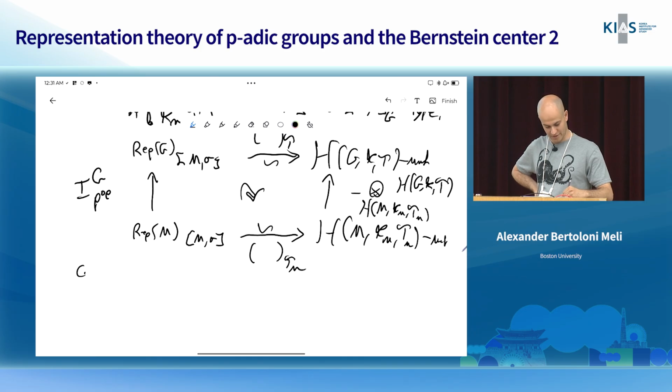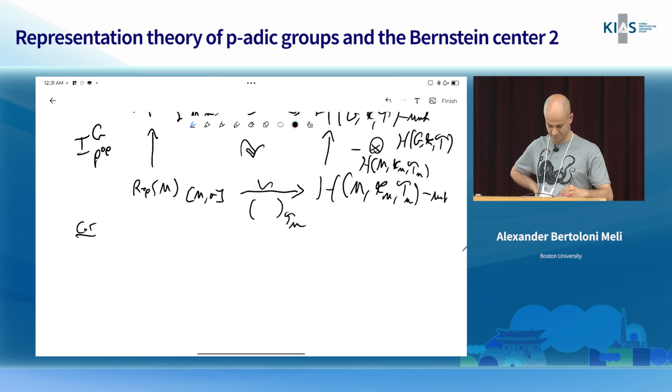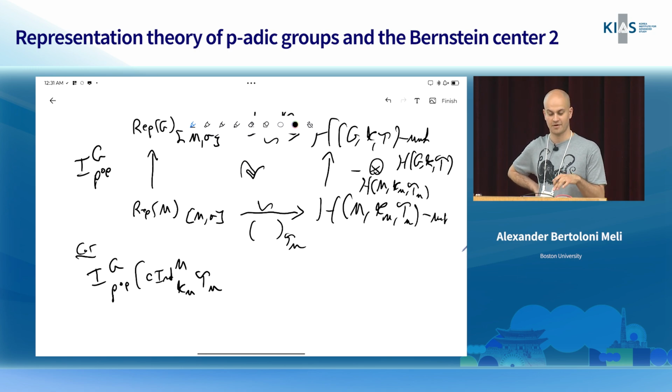So what is some corollary? So let's do some computation here. So let's take the compact induction from P^op. What I want to do is figure out what this commutative diagram says for this particular representation that is this compact induction. This is going the top way around the diagram, and this should be the same thing as going the bottom way. And that's this.